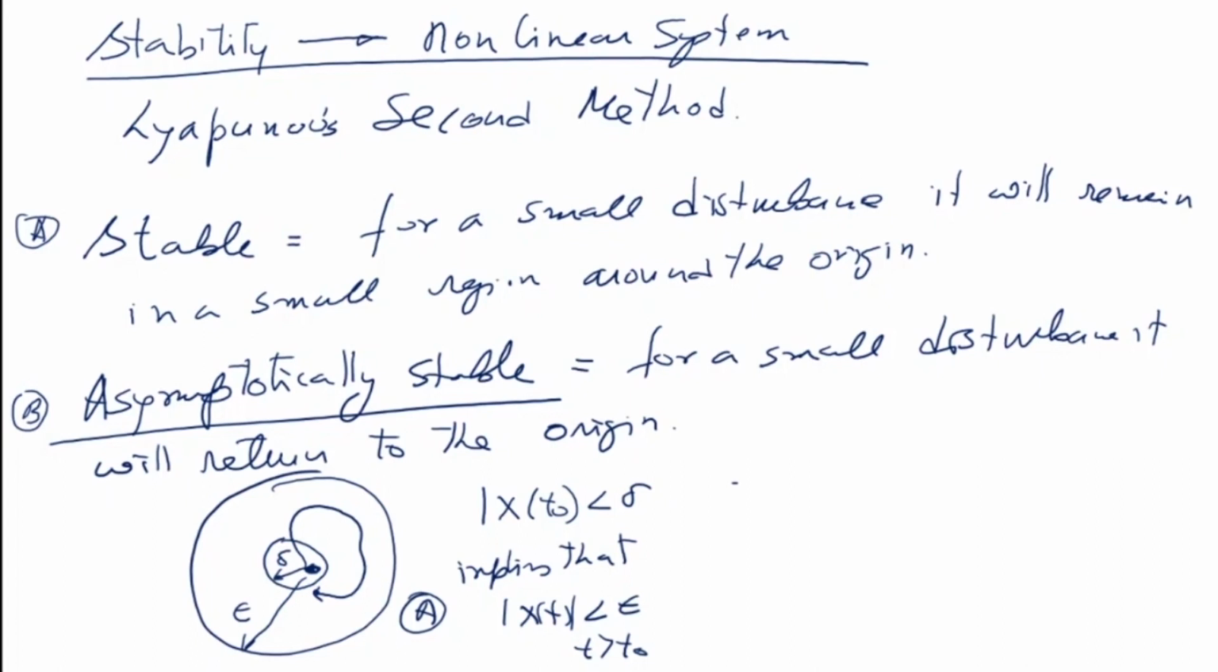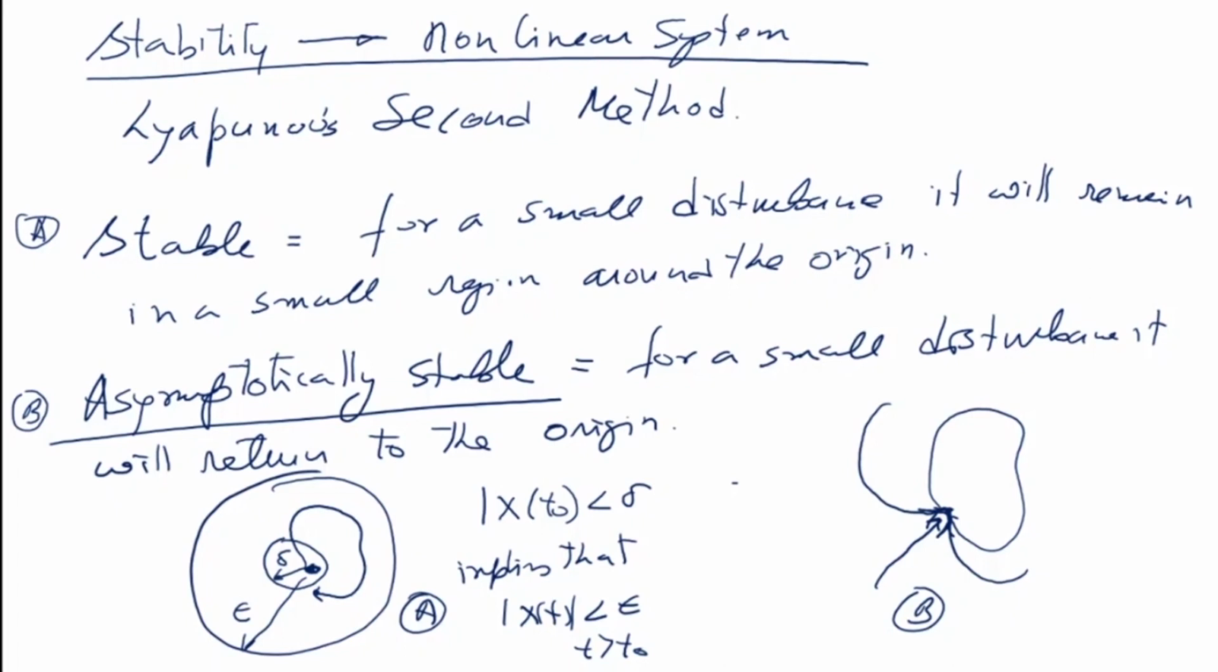Now in case of asymptotically stable, what it basically means is that the system trajectory, if it starts from here, will go out and it will come back to the origin only. Okay, so this is my second part, which is asymptotically stable. So it goes off somewhere and ultimately it comes in there only. So this is the meaning of asymptotic stability.